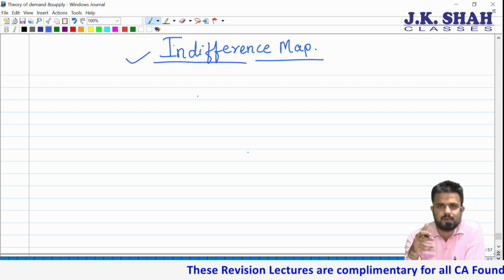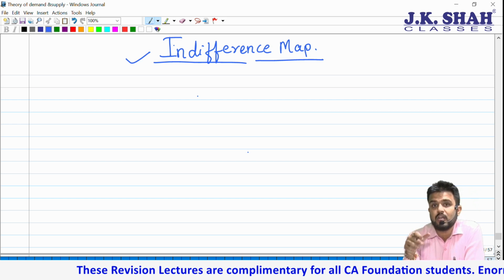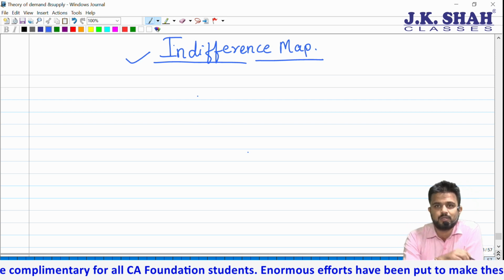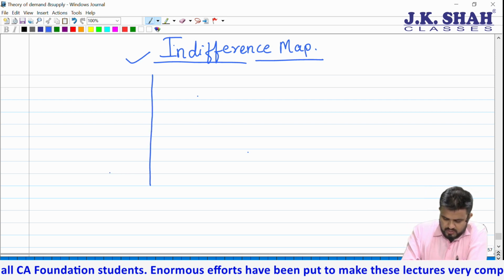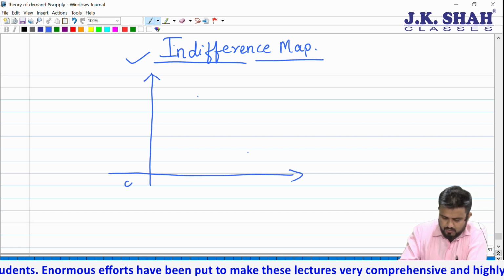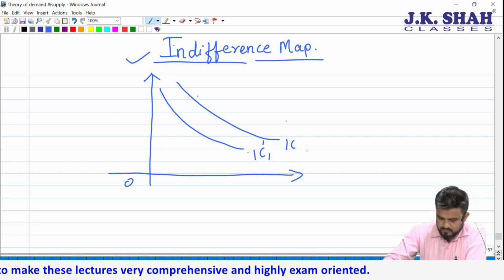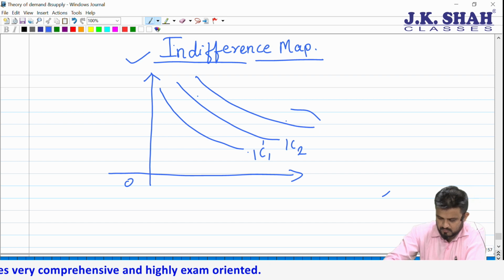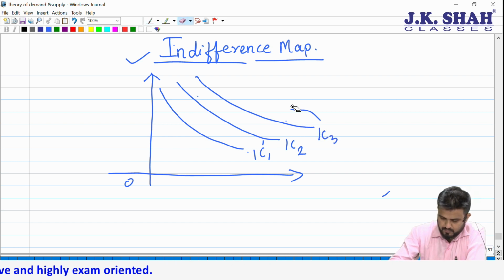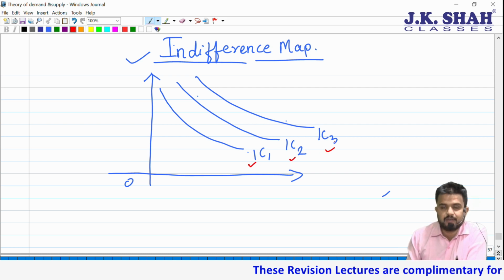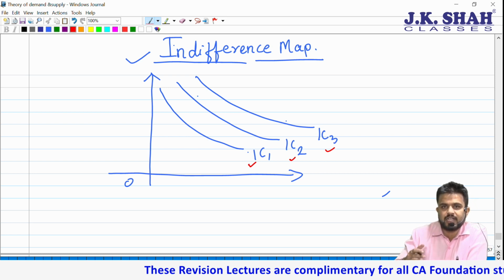Now what is this indifference map? A set or a family of indifference curves, which means now more than one IC you will be able to see. So a set or a family of indifference curves will give you an indifference map. So if you are able to see, this is your IC1, IC2 and IC3. So three different IC curves.